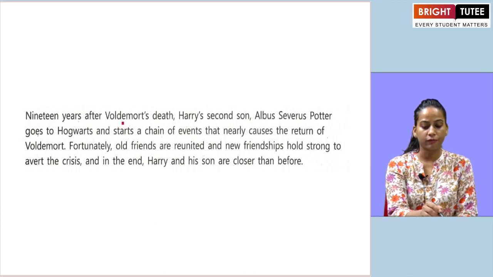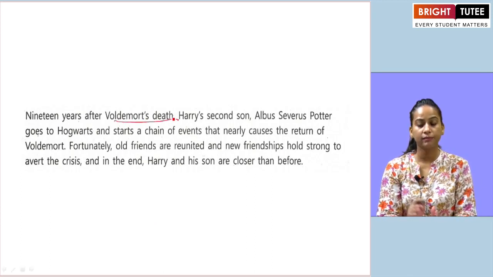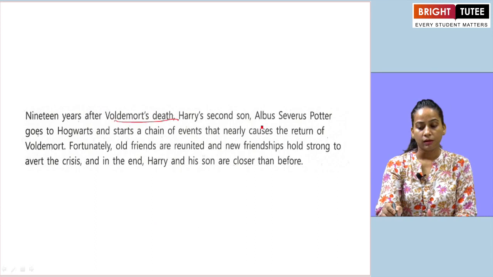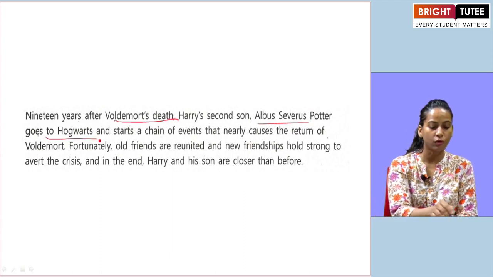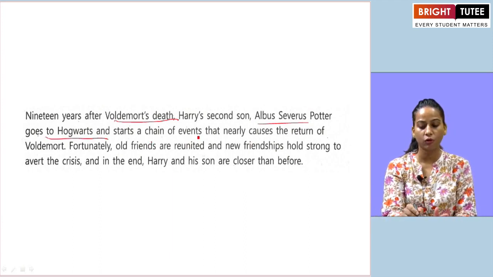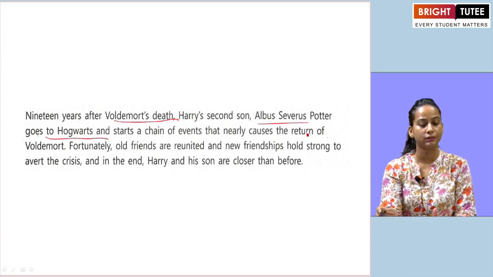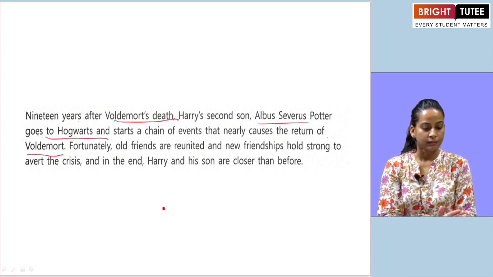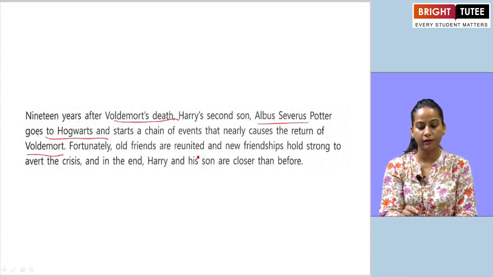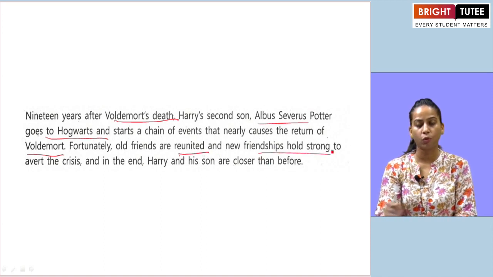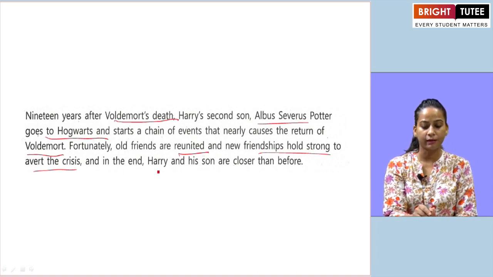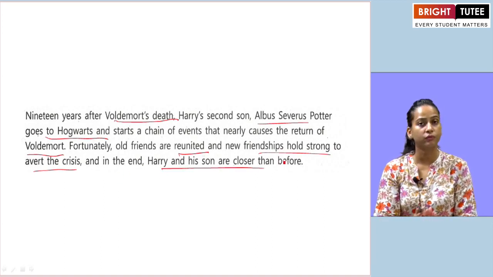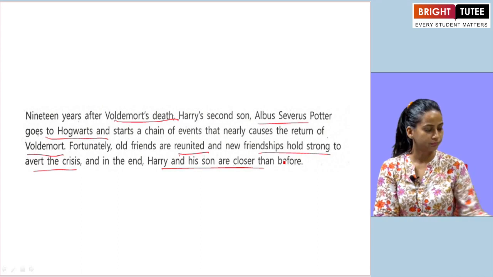19 years after Voldemort's death, Harry's second son, Albus Severus Potter, goes to Hogwarts and starts a chain of events that nearly causes the return of Voldemort. Fortunately, old friends are reunited and new friendships hold strong to avert the crisis, and in the end, Harry and his son are closer than before.